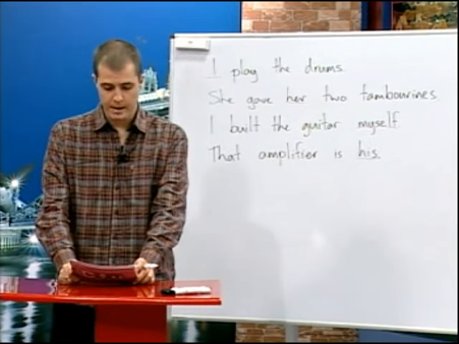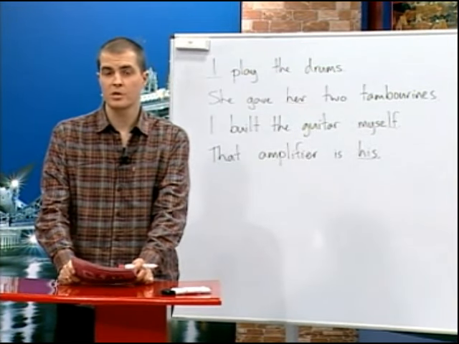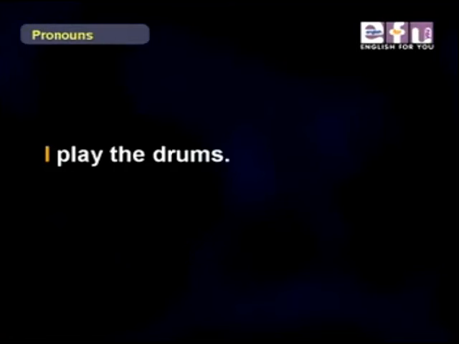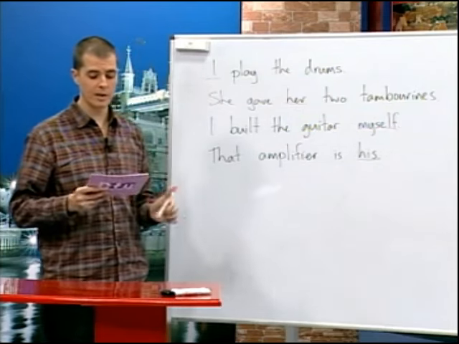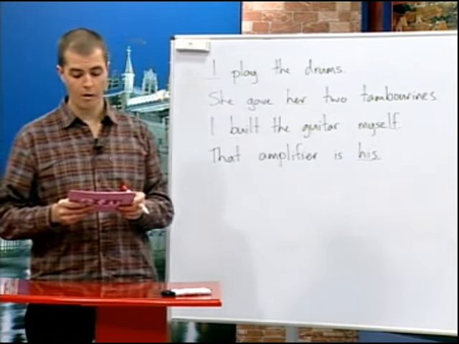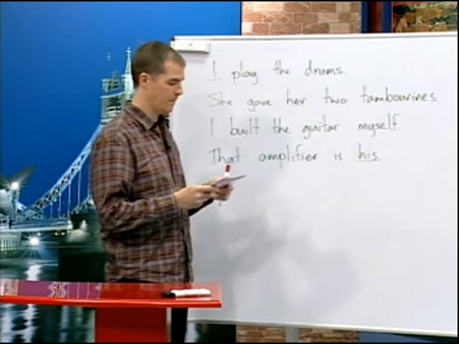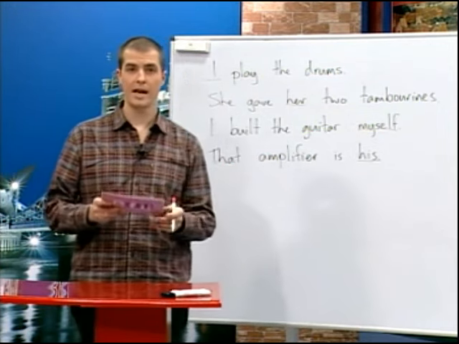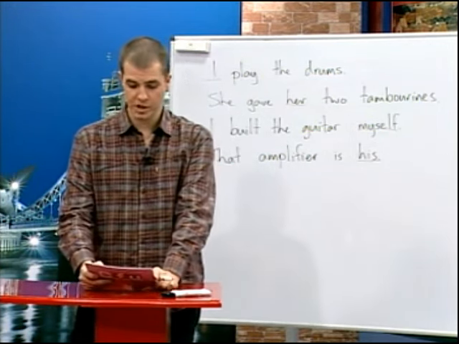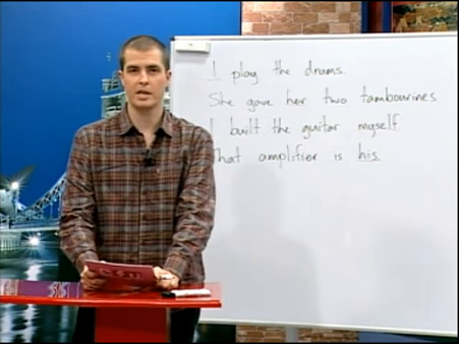A pronoun is a word that is used in place of a noun or a noun phrase. Subject pronouns are pronouns which are used in the place of a subject. We have, I play the drums. I is a subject pronoun. Object pronouns are used as the objects of the verbs or the prepositions. For example, she gave her two tambourines. This is the verb, this is the object of the verb. A reflexive pronoun is used as the object of a verb or a preposition when the subject and the object are the same.